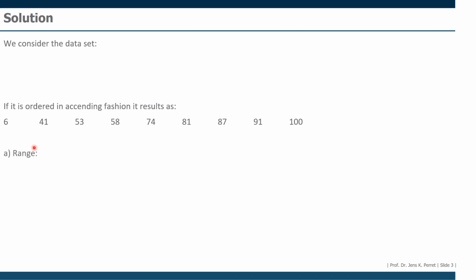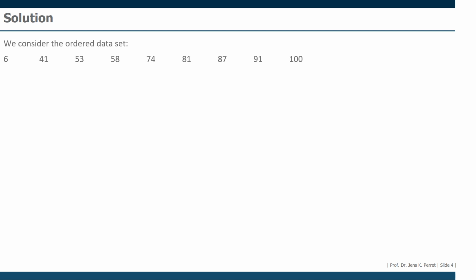For the range, which is actually part A, I have simply maximum minus minimum. Or, if I want to understand what this is about, I can think about a box plot. There, the range is nothing else than the distance between lower and upper whisker. Maximum and minimum, in this case, are just the last and first value in this ordered data set. So here, it's the 100 and the 6. So I have 100 minus 6, giving me 94 as a range. And that's already part A.